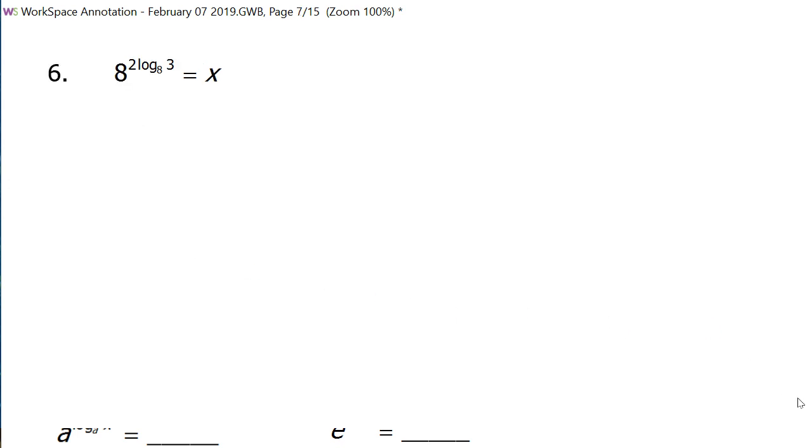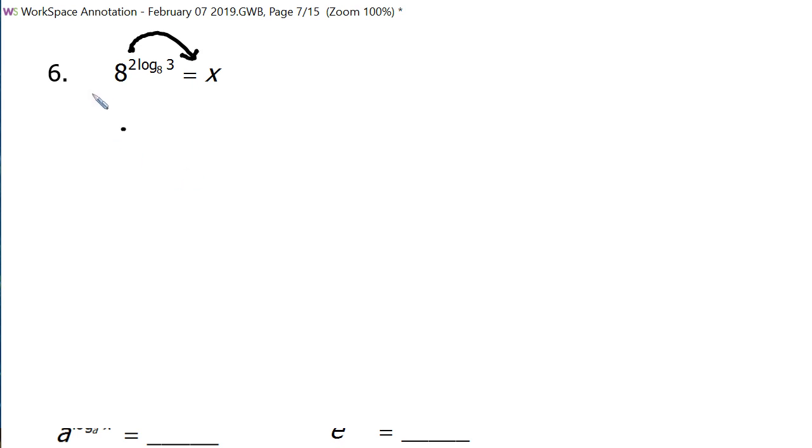This next one is similar, but we don't have exactly 8 to the log base 8 power. We have this coefficient out front. So if you have the coefficient in front of the log, do the power property and pull that 2 back to the exponent position. So this would be 8.